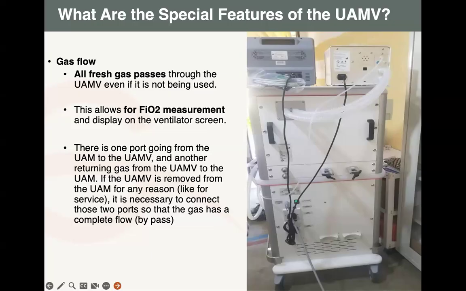And this connection of the two pipes coming to the UMV and the UAM body also allows you to have continuous reading of the FiO2, so that you know at each time that the ventilation is taking place what FiO2 my patient is getting. Remember, FiO2 is a parameter that is very important. It allows you to know more about oxygenation of your patient.